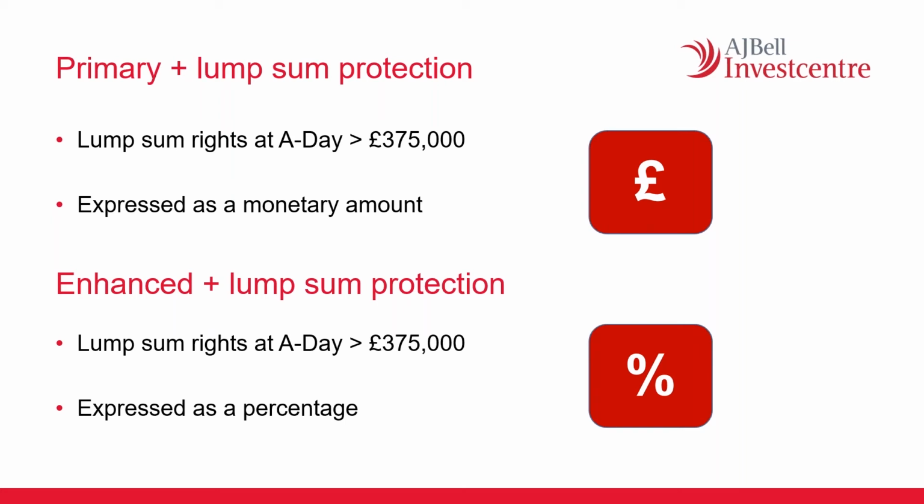If somebody had this sort of primary protection with lump sum protection because of their overall rights, and then in a particular scheme they had a scheme-specific lump sum protection that was automatic as well, the primary protection with the lump sum protection would take precedence over it.